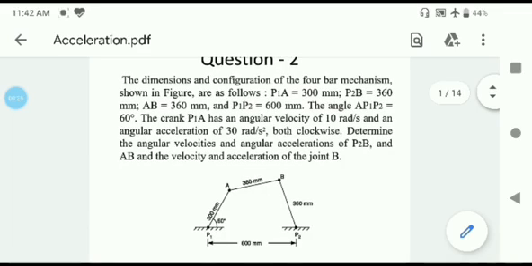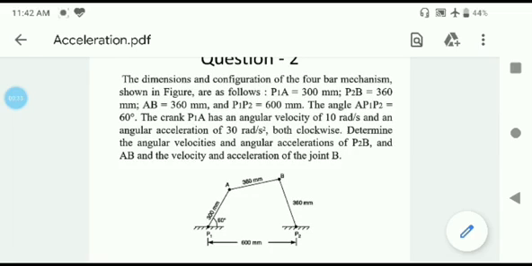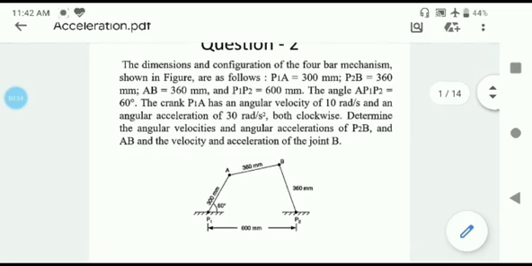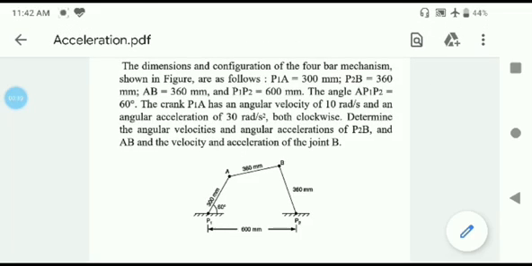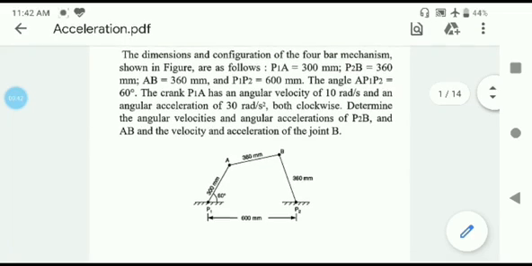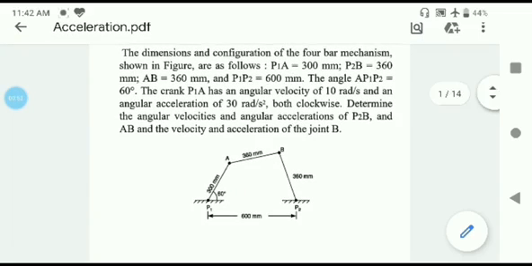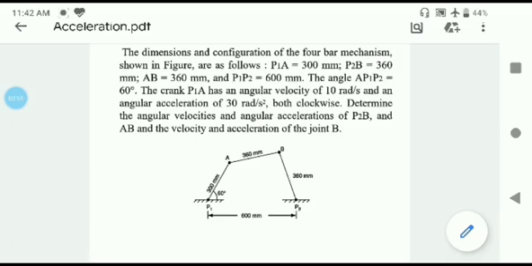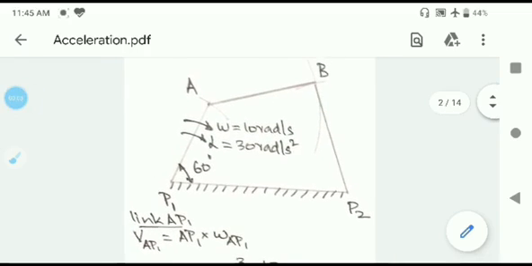P1A is 300 mm, P2B is 360 mm, AB is 360 mm, P1P2 is 600 mm. The angle AP1P2 is 60 degrees. The crank P1A has an angular velocity of 10 radians per second and an angular acceleration of 30 radians per second square, both clockwise. Determine the angular velocities and the angular acceleration of P2B and AB, and the velocity and acceleration of joint B. Now we will discuss the question in more detail.